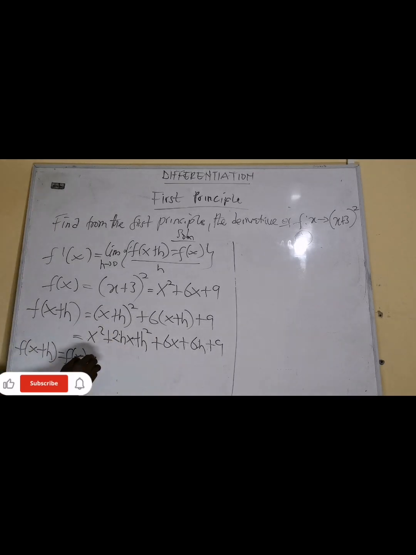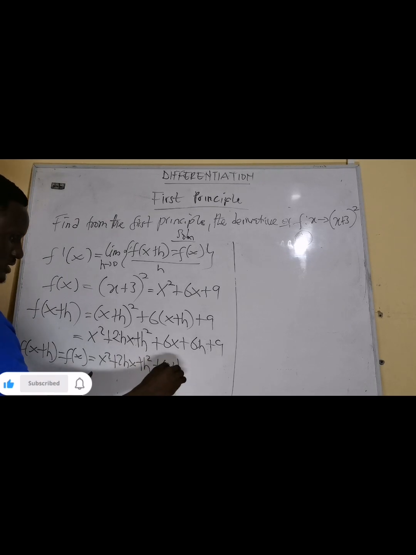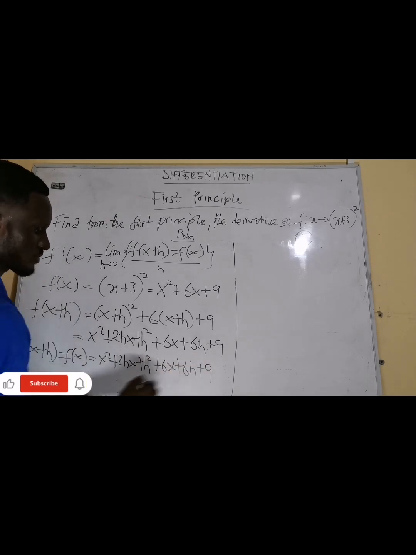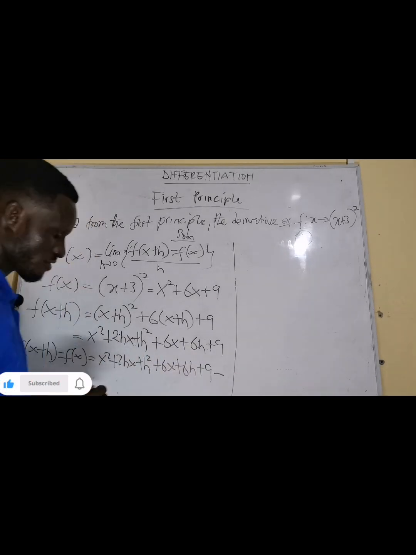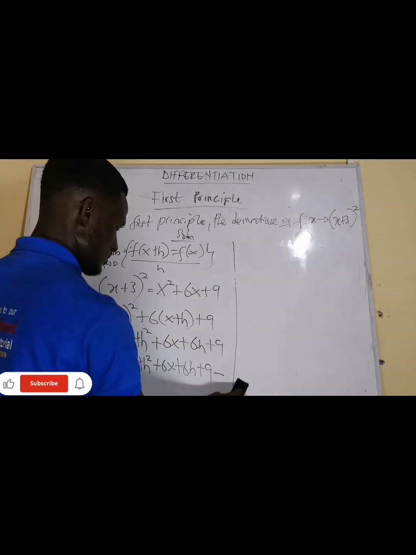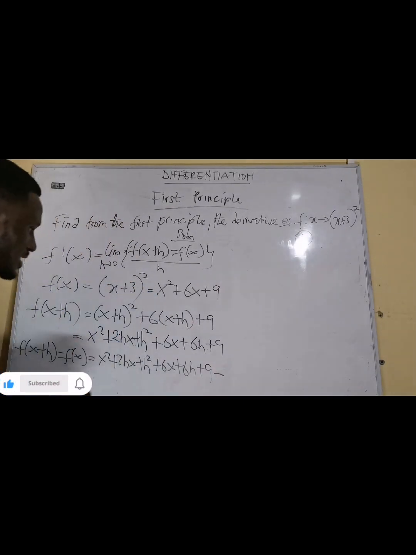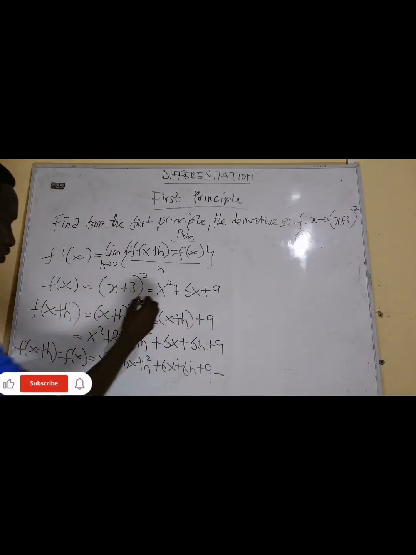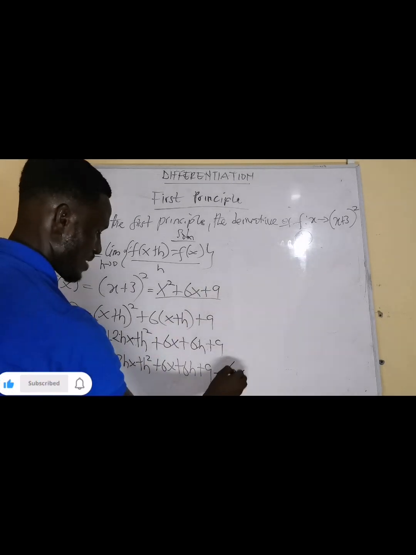So the whole of this one is s squared plus 2sh plus h squared plus 6x plus 6h plus 9. Now we have minus f of x. And this one you can see that f of x is the whole of this one. This is f of x. So let me put them in a bracket.